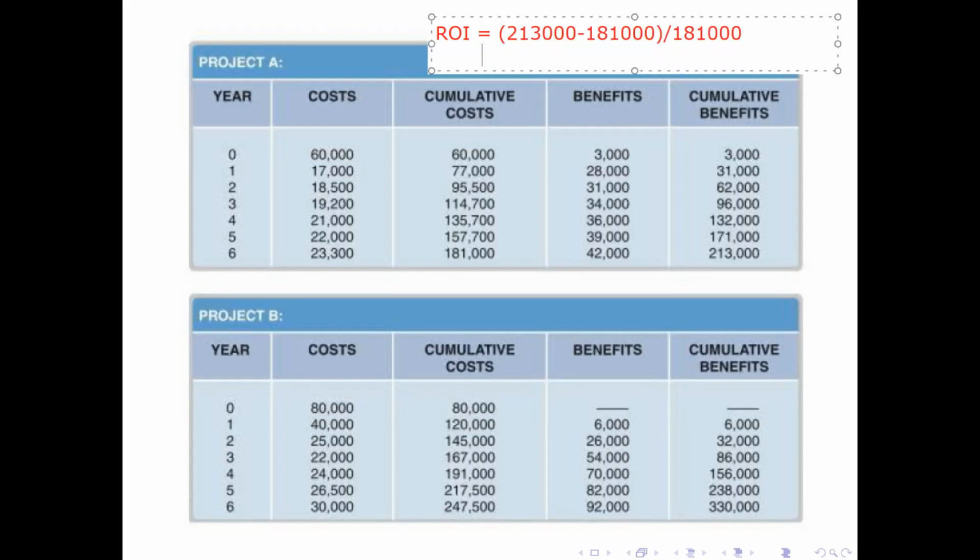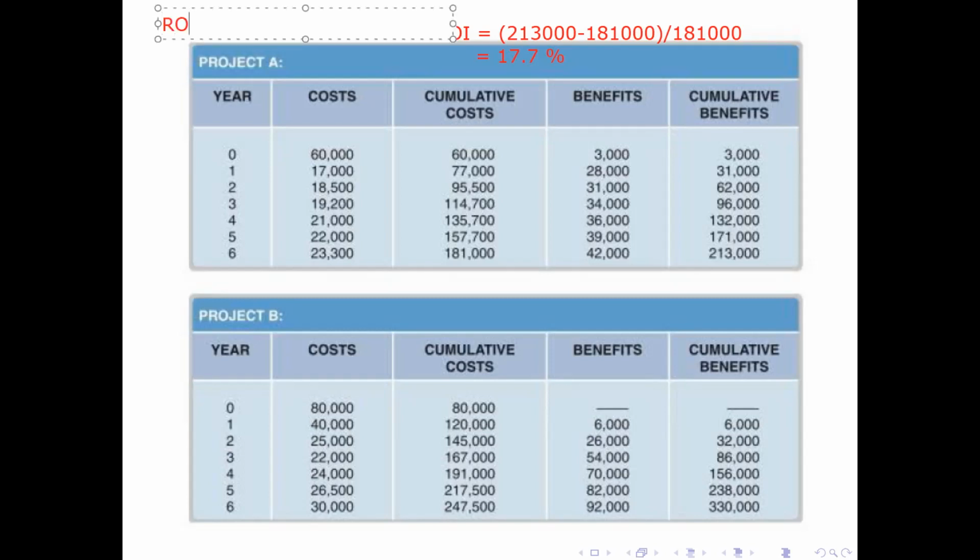Yes, when you simplify, 17.7. How much did you get? 17.7. Yes, as a percentage. So this is the ROI for project A. Can you calculate the ROI for project B? So the formula is ROI is total benefits minus total cost divided by total cost. That's how it should go.